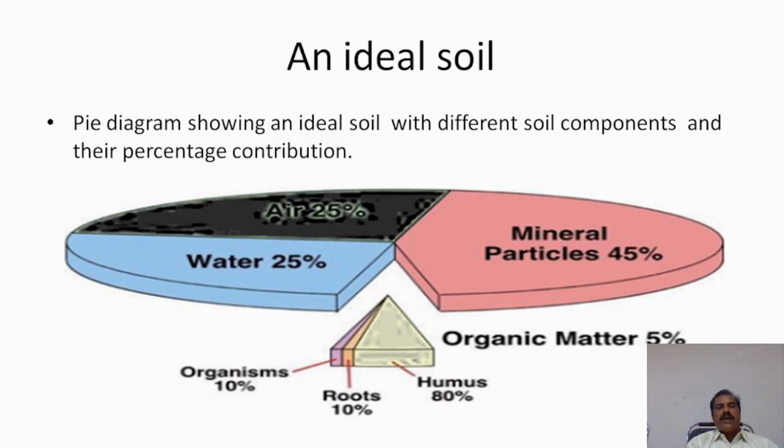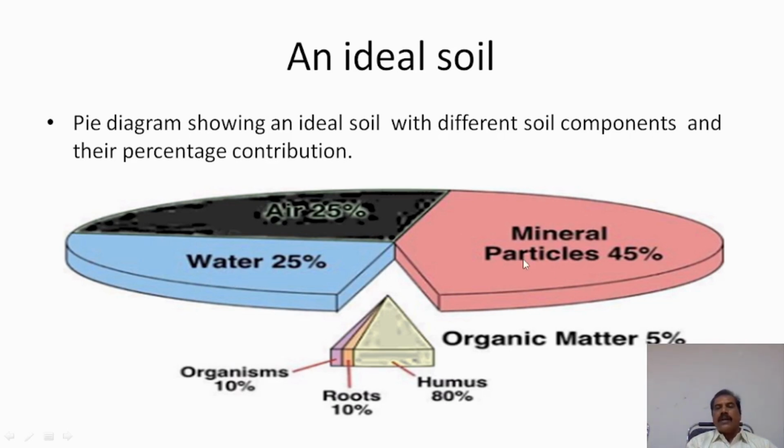This is the pie diagram of an ideal soil. Particularly, this pie diagram explains the proportions of the different components which should be present in the soil. They should be present in particular proportions if it is to be an ideal soil. For example, air, that is soil atmosphere, should be present at more or less 25% of the total soil mixture. Similarly, water, that is soil solution, should be present at more or less 25% of the total soil mixture.